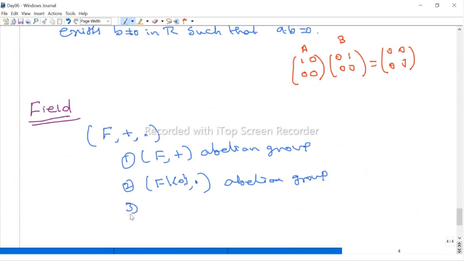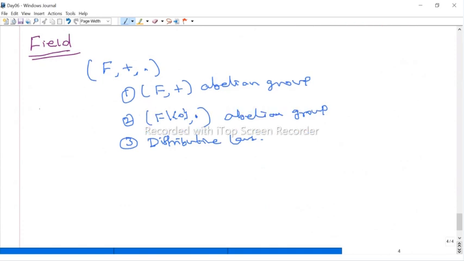And the third one is the distributive law. I am simply saying F, plus, dot is a commutative ring with unity, and every non-zero element has a multiplicative inverse. Otherwise, you can say it satisfies the two distributive laws. So this is a field. Examples of fields: in our case there are two basic examples, the first being the rational numbers.